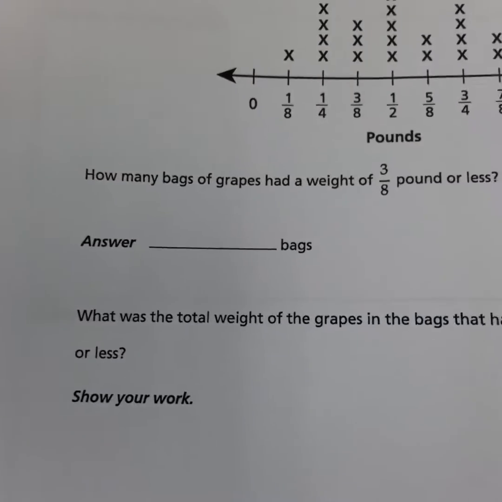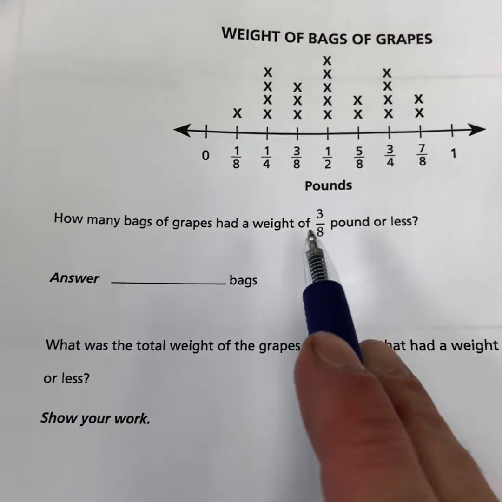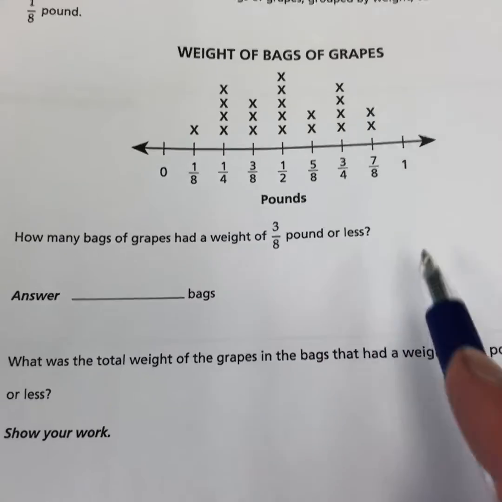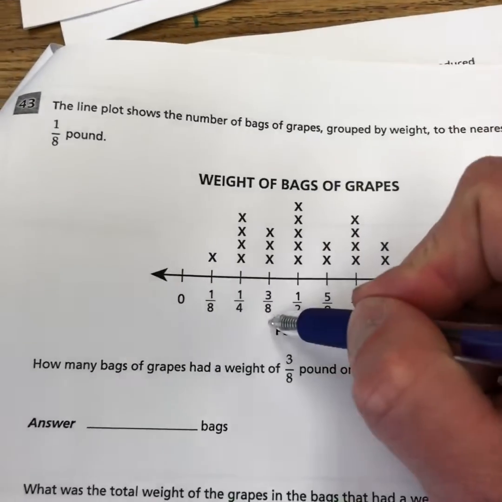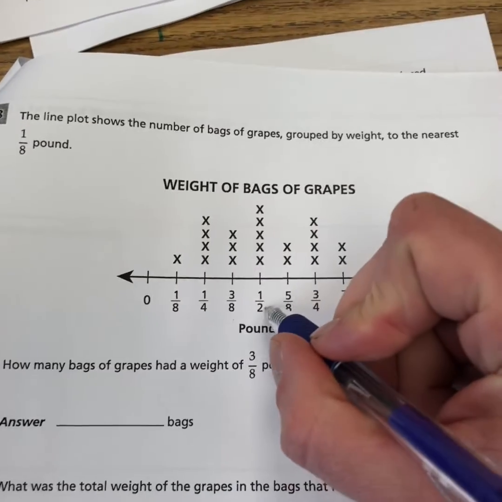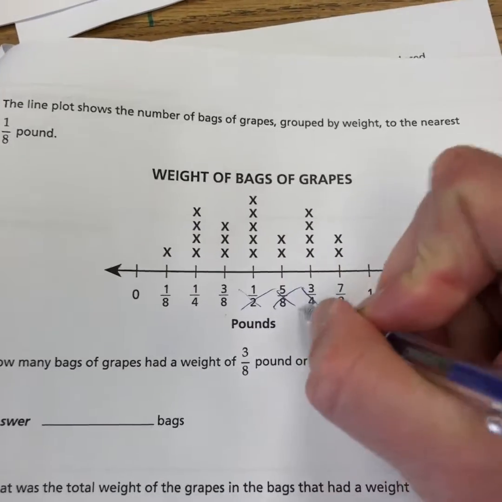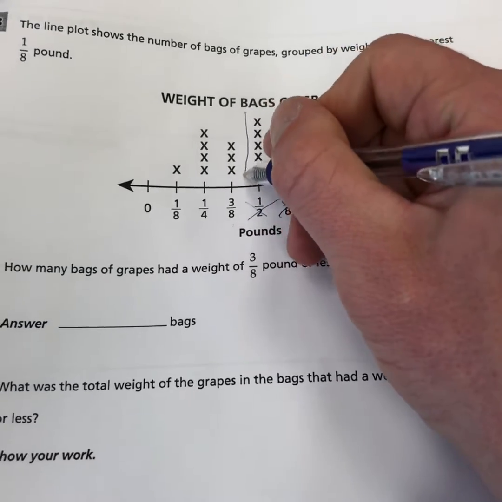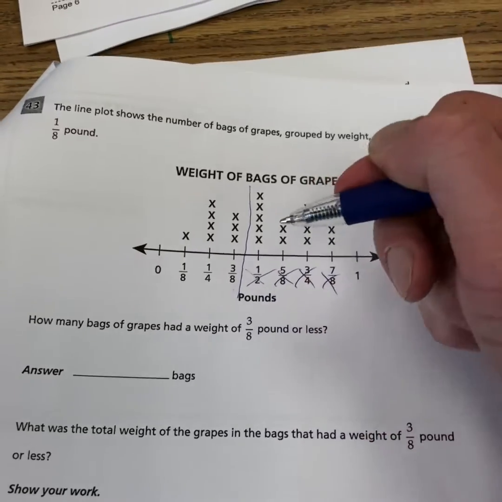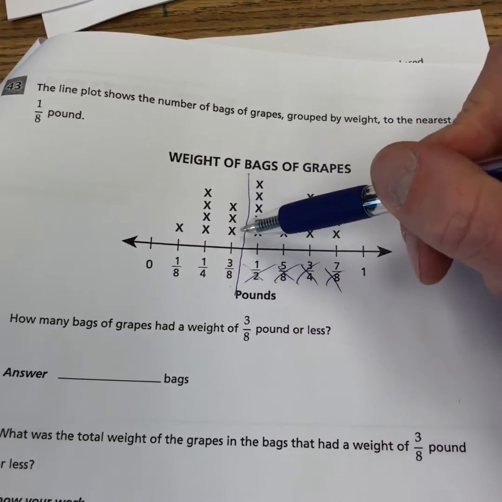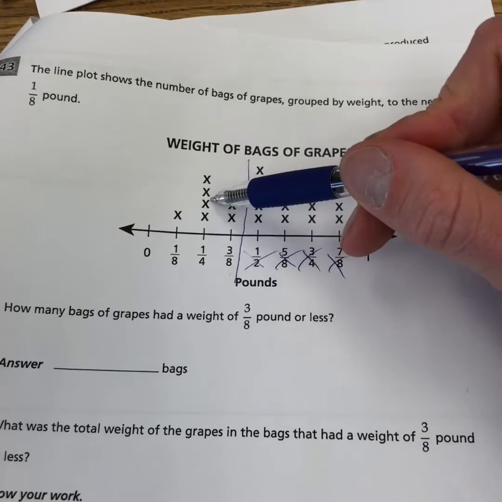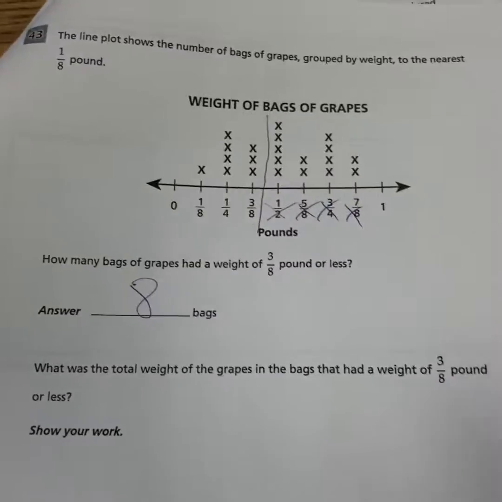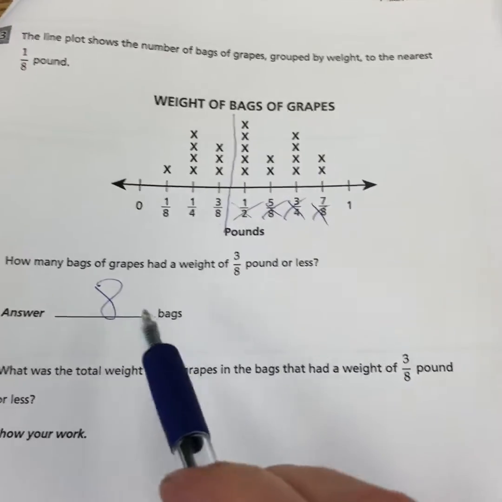Well, let's see. How many bags of grapes had a weight of 3/8 pounds or less? Oh, so what we do, 3/8 or less. So they don't want to know about this, or this, or this, or this. And they want to know 3/8 or less. All right. How many bags? Well, 1, 2, 3, 4, 5, 6, 7, 8. 8 bags, right? Let me make sure. 3/8 or less.